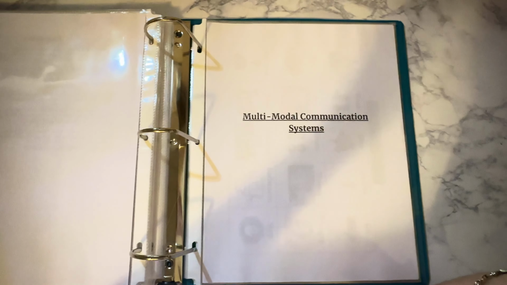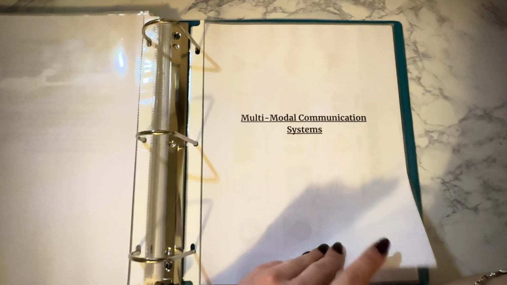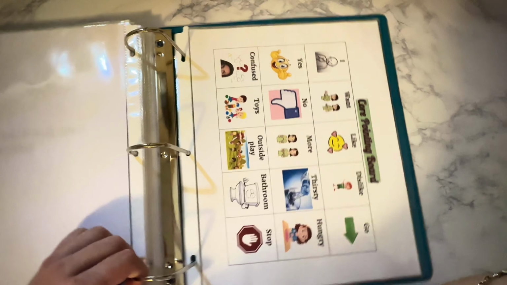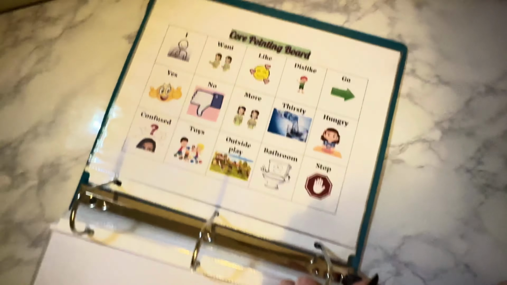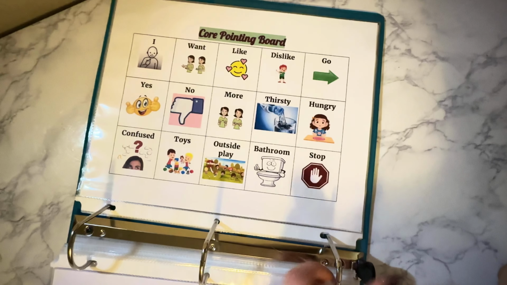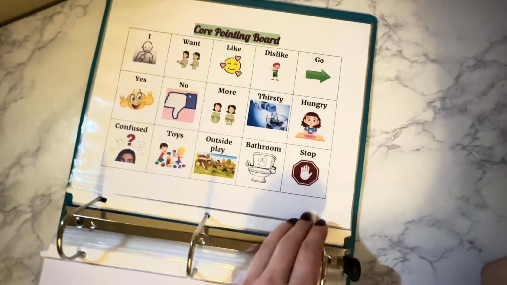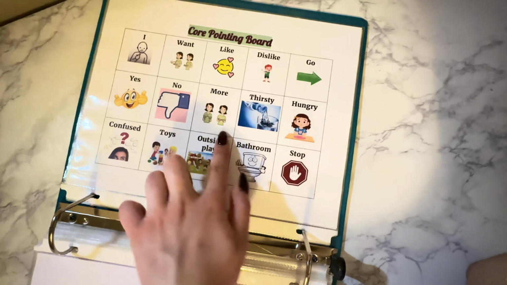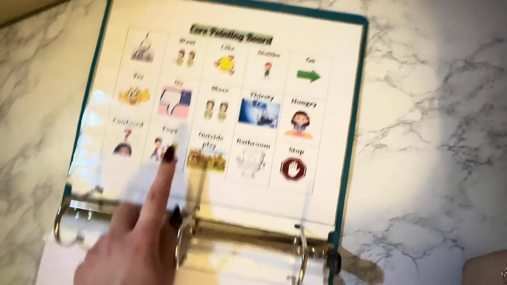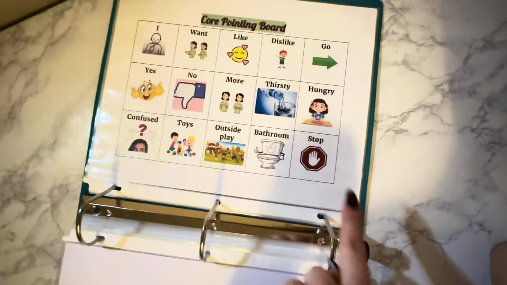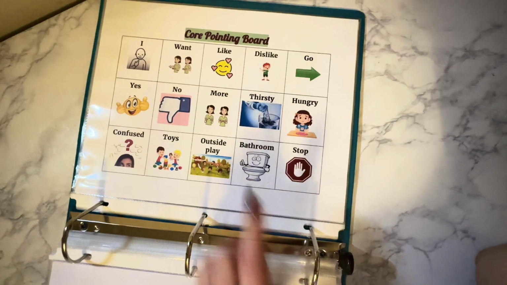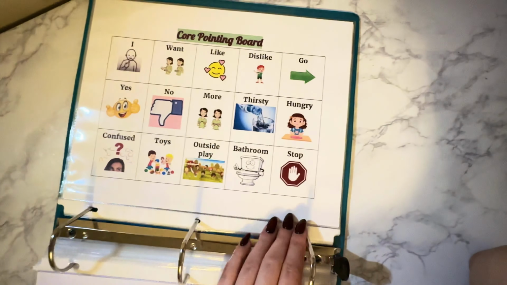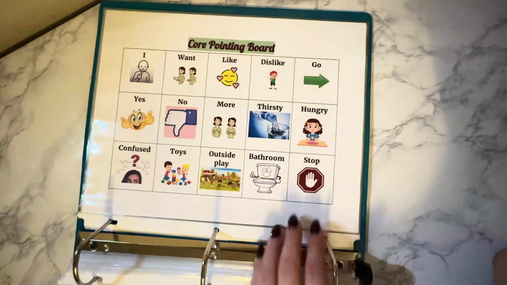My multimodal communication systems. The first one I included was my core cloning board. I did it for core words, so I included I, want, like, dislike, go, yes, no, more, thirsty, hungry, confused, toys, outside play, bathroom, and stop. I included some pictures here. Two of them are pictures of signing, but yeah, it's in a sleeve.